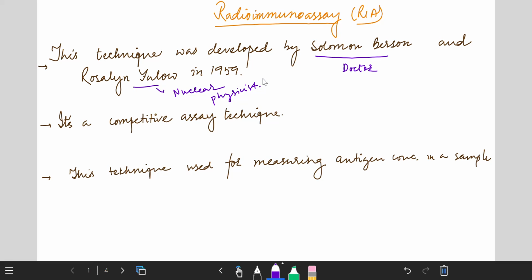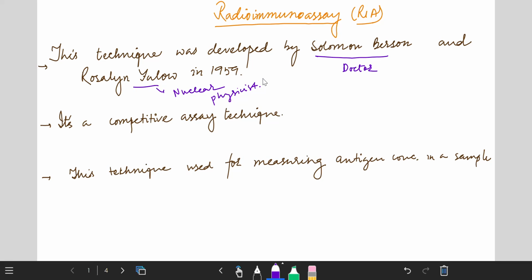It's a kind of competitive assay technique. Why competitive? Because there will be a competition between labeled and unlabeled antigen to bind with the antibody to form the antigen-antibody complex. That's why it's a competitive assay technique. This technique is used for the measurement of antigen concentration in samples.